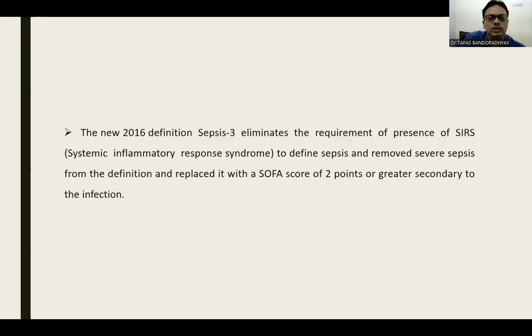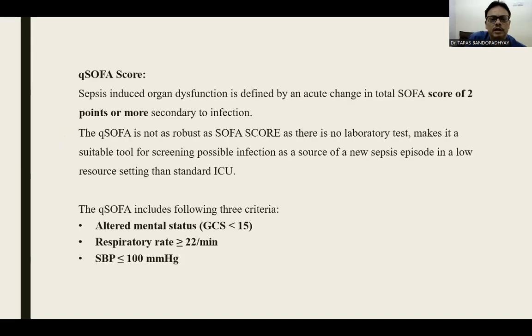despite adequate volume resuscitation. And one important thing that we should know is that according to the new 2016 guidelines, Sepsis-3 eliminates the requirement of SIRS, that is systemic inflammatory response syndrome, to define sepsis, removes severe sepsis from the definition, and replaces it with a SOFA score of 2 points or greater secondary to infection. I am not going into the detail. It has already been discussed in a separate class by Dr.